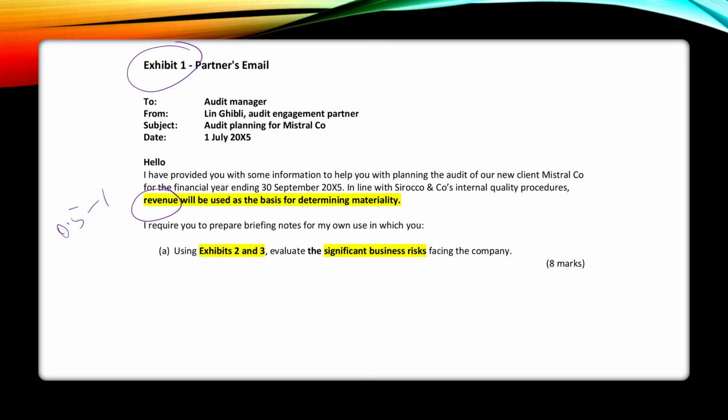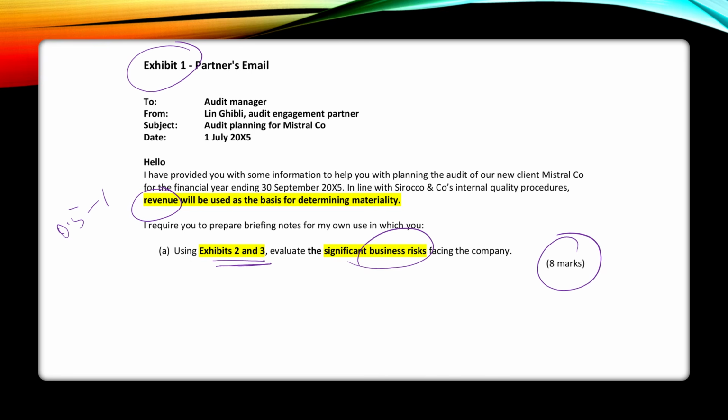Using exhibits 2 and 3 only, you have to evaluate significant business risks for 8 marks. Now, this is very important. What this means, because we saw there were 5 exhibits given, is that I am not going to be looking at exhibits 4 and 5 at all when I'm answering for these 8 marks. Remember, there are a few things that you have to keep in mind.